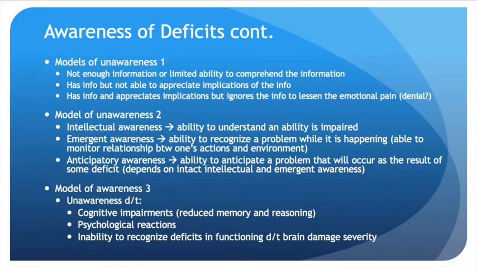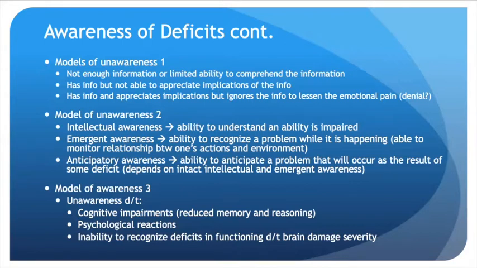There are several different models of awareness. So for example, in model 1 here, the person might not have enough information or a limited ability to comprehend the information. Possibly they have the information, but they can't appreciate the implications of it. Or they could have the information and appreciate the implications, but they ignore the information to lessen the emotional pain. So that might be something kind of akin to denial.